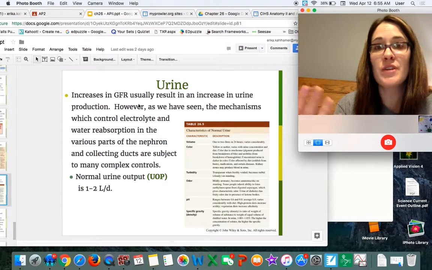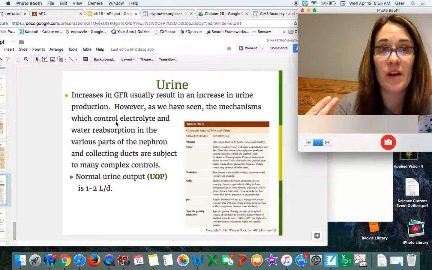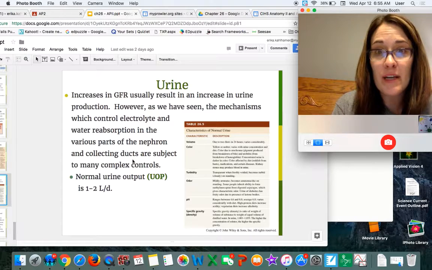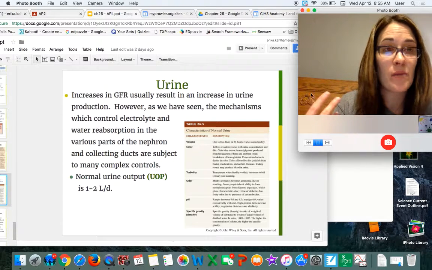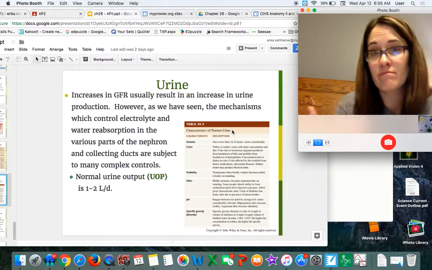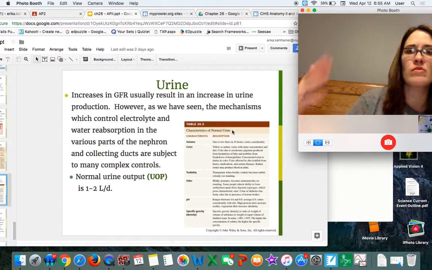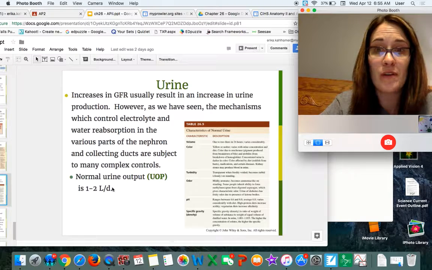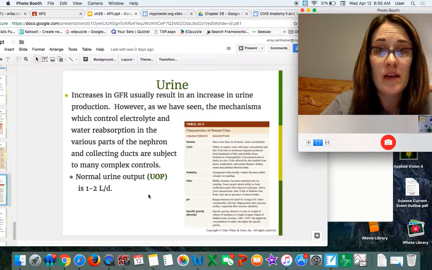Increases in that glomerular filtration rate usually result in increase in urine production. But there's many mechanisms that help control electrolyte and water reabsorption. Various parts of the nephron, hormones involved. It's actually quite complex. Normal urine output per day is about 1 to 2 liters.